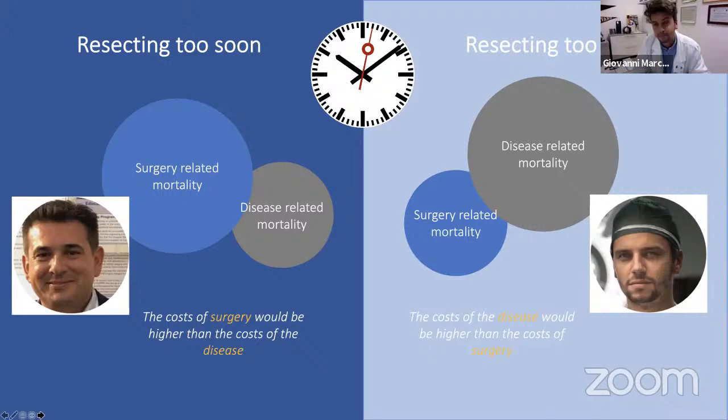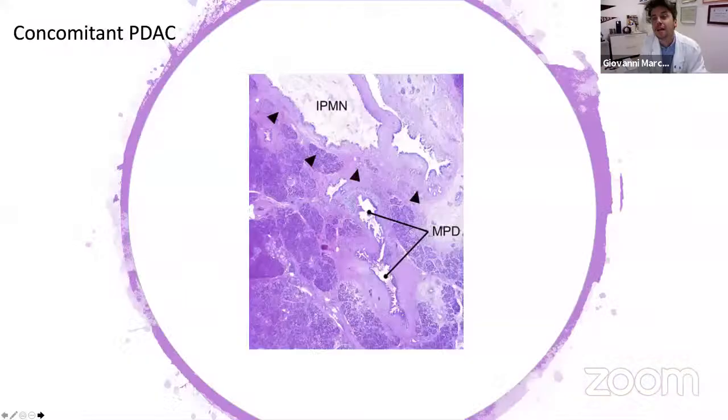But on the other hand, if you are too much on my side, let's say, so to follow up too much this IPMN, then we have another risk, which is resecting too late. And in this scenario, the cost of the disease would be higher than the cost of the surgery because we are arriving too late. So probably we have to be in the middle of these two, and none of us is 100% right. So we can both be wrong.